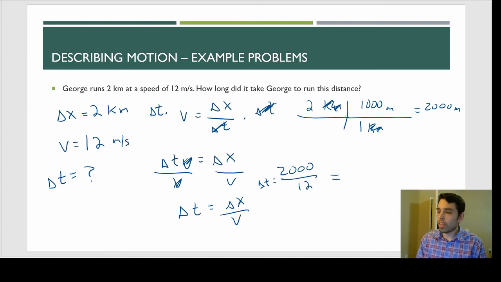That's my delta x over my velocity, which the problem told us was 12. So how long does this take us? George, it took you 166.7 seconds to run 2 kilometers. That's just over 2 minutes, almost 3 minutes. So that's pretty fast. George, you're awesome. Keep up the good work. Speed demon. Okay, there you go. There's our answer for how long it took George to run the 2 kilometers.